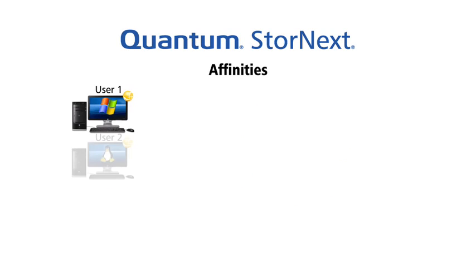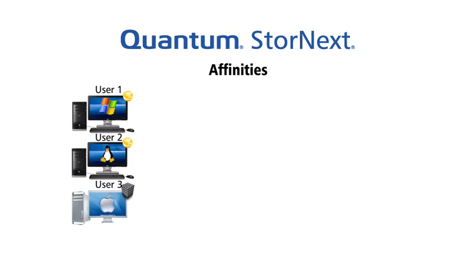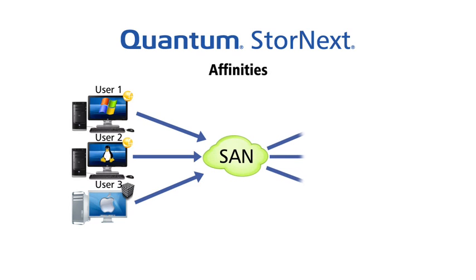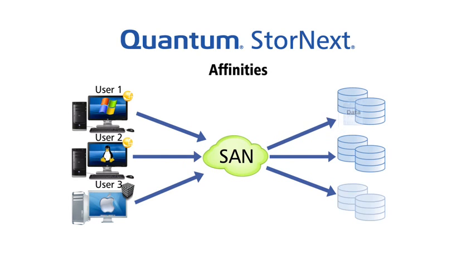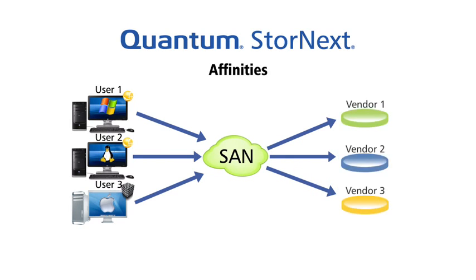When combined with affinities, StorNext allows customers to steer data into specific stripe groups for the most efficient use of storage. Imagine the benefits to users and applications using a single namespace, having the ability to steer some data onto high-speed fiber channel disk, while at the same time steering other data onto lower-performing disk. All this is possible even if you have a mix of disks from different vendors.